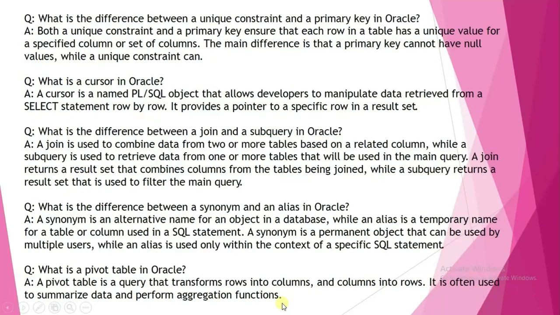So moving to the next slide here. What is the difference between a unique constraint and a primary key in Oracle? Both a unique constraint and a primary key ensure that each row in a table has a unique value for a specified column or set of columns. The main difference is that a primary key cannot have null values, while a unique constraint can have null values.